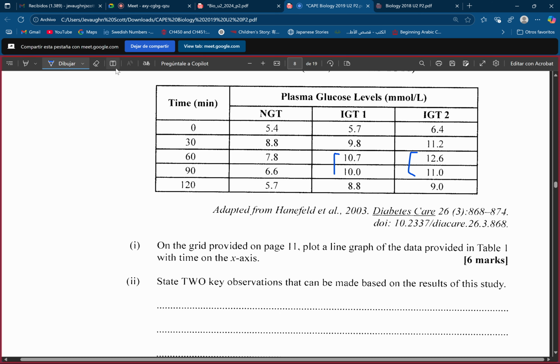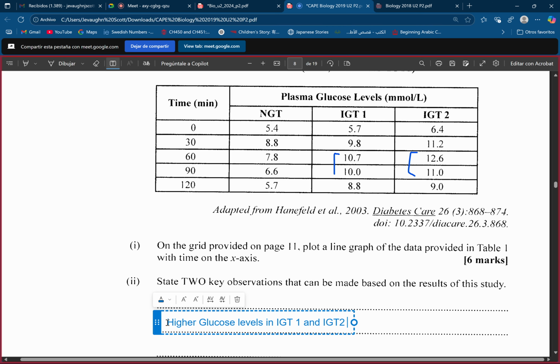So one thing I see here is that we have higher glucose levels in IGT1 and IGT2 compared to NGT. That's an observation that I can see. Now, what I normally do, because it said based on results, we're not going to just state our observation. I would open a bracket and show exactly what I'm talking about. So where did I see that observation? Based on what results? We must show that it's based on those results.